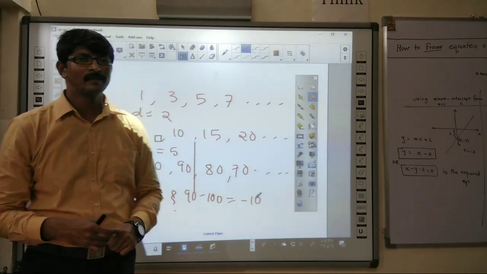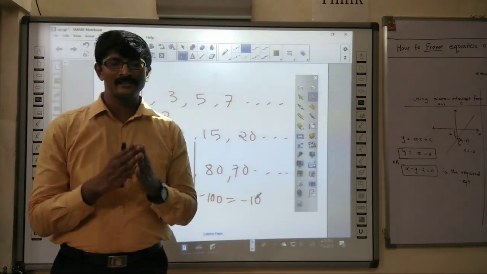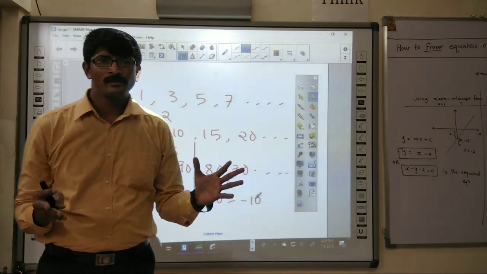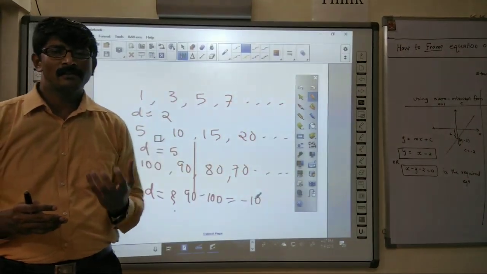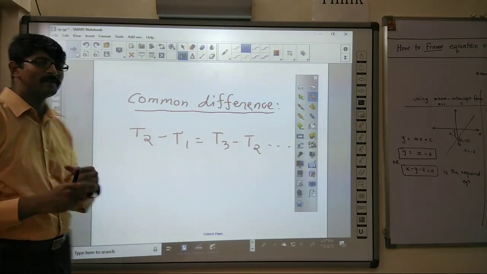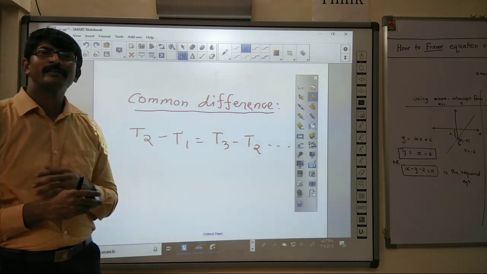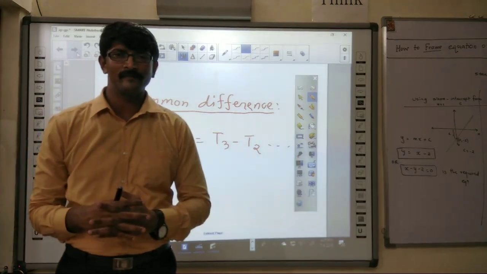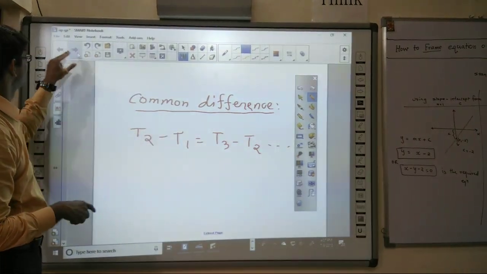Then we will come to the next term. What is arithmetic progression? An arithmetic progression is a sequence where the common difference is a unique number. In case the common difference is not a unique number, then that is not an AP. I'll give you an example.